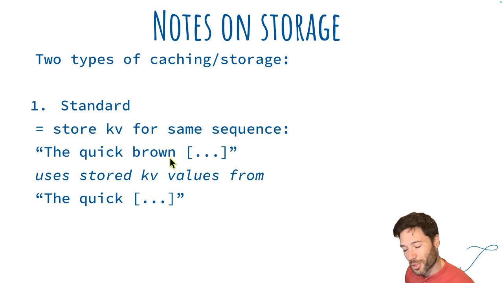So this brings us to two types of caching or storage. And caching and storage basically mean the same thing. The two types are the standard type, which is what I've just described. Here, we're storing KV for the same sequence. So if we have a sequence that says "the quick" and we're predicting the next token, we will store the K and the V cache for "the" and "quick", so we can reuse it for "the" and "quick" when we get to predict the next token that comes after Brown. So this is caching within the same sequence, and this is pretty standard.